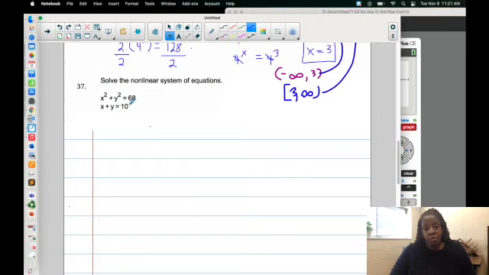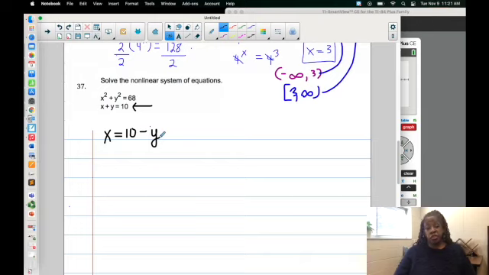So the problem with this is that we can't just solve a typical system where we could just cancel out a variable because the variables are all different. On the top, they're squared. On the bottom, they're raised to the first power. So what do we do? We're going to start with the linear function, and we're going to solve for a variable. So we're going to start with equation number 2, and I'm going to solve for x. I'm going to say x is equal to 10 minus y.